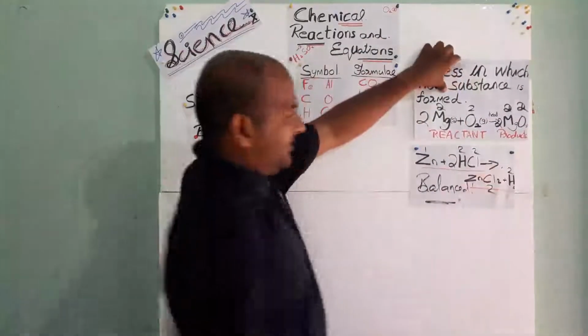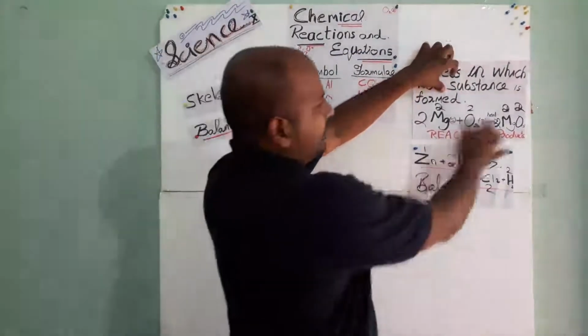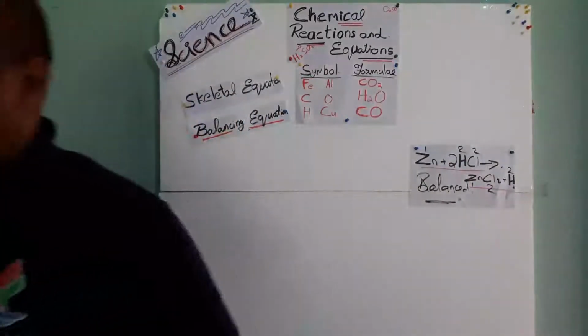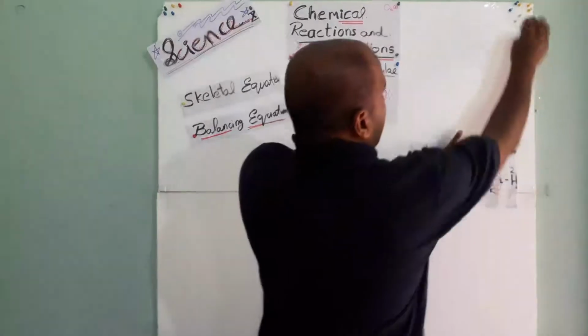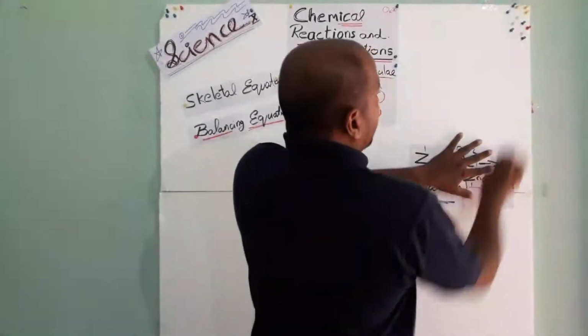It's a simple magnesium ribbon burning in the presence of oxygen to give magnesium oxide. Apart from that, there is zinc also.